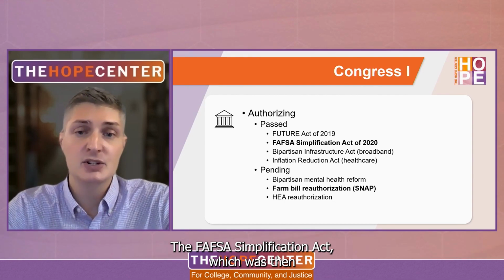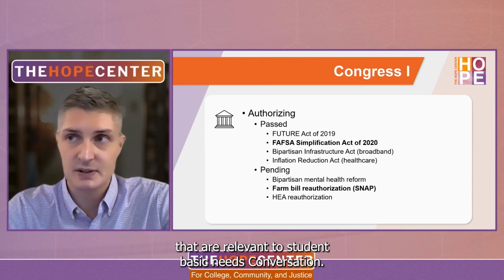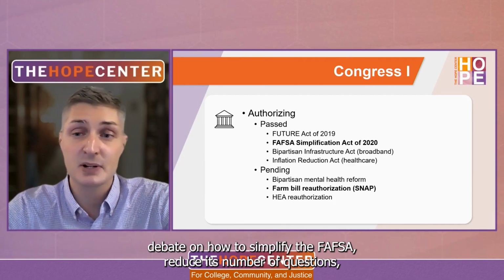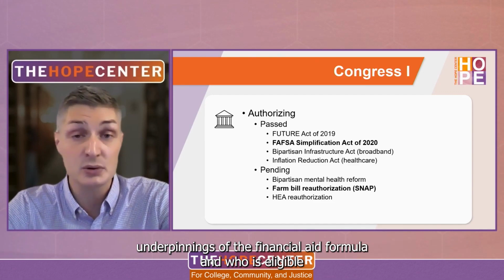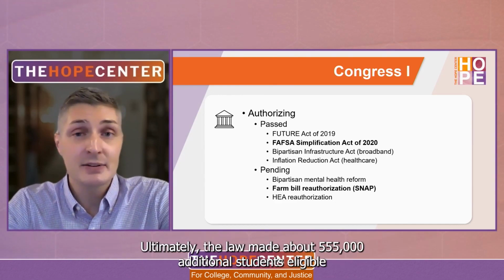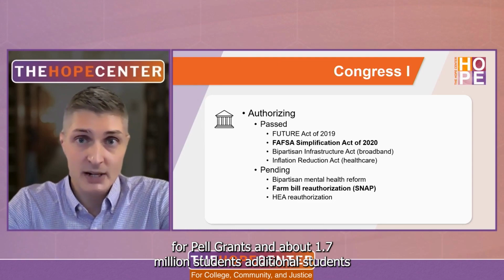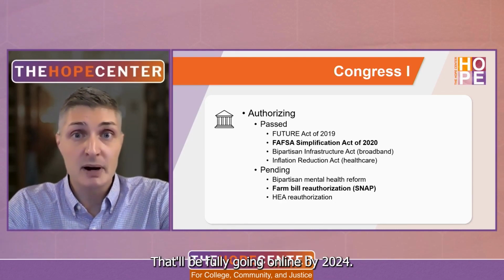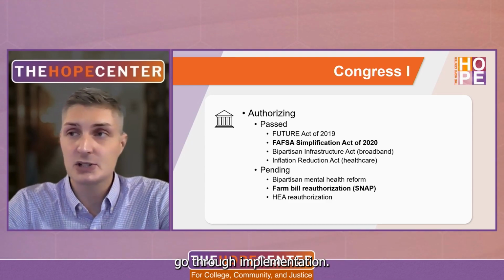The FAFSA Simplification Act, which was then built on the FUTURE Act, had an incredible number of changes that are relevant to the student basic needs conversation. This law was the product of years of long debate on how to simplify the FAFSA and reduce its number of questions, but also not just to change the form itself, but the actual underpinnings of the financial aid formula and who is eligible for federal student aid, including Pell Grants and student loans. Ultimately, the law made about 555,000 additional students eligible for Pell Grants and about 1.7 million additional students eligible for the maximum grant relative to what was the case before. That'll be fully going online by 2024, but as we'll talk about in a minute, has some other interim steps that need to go through implementation.